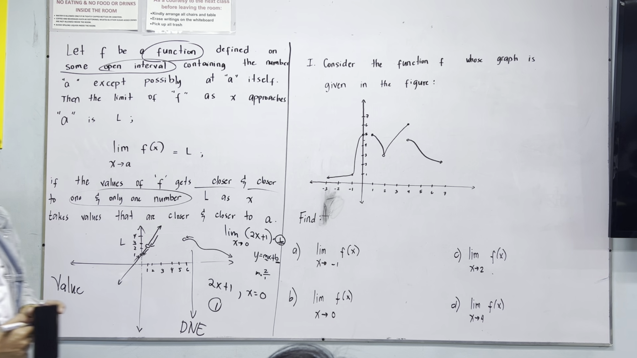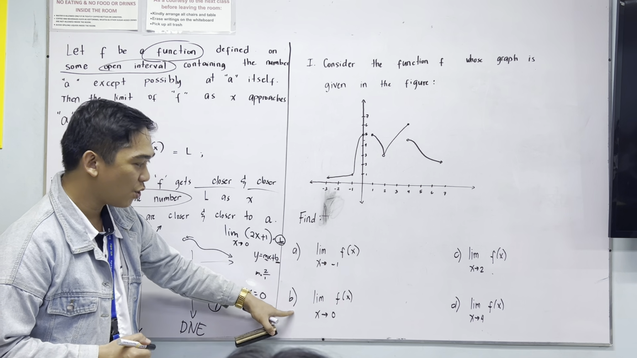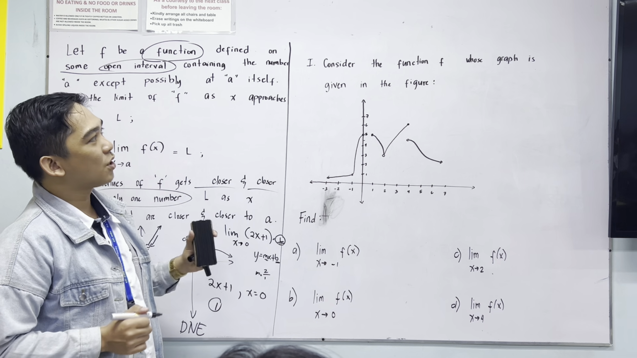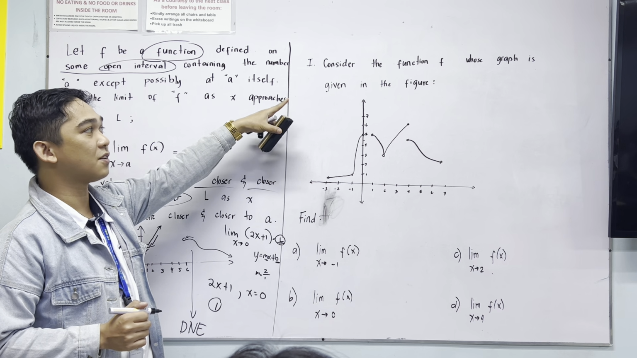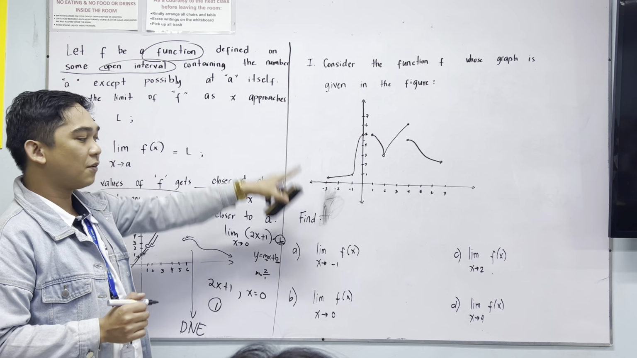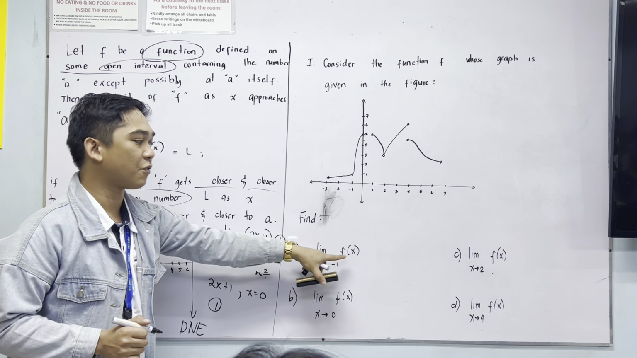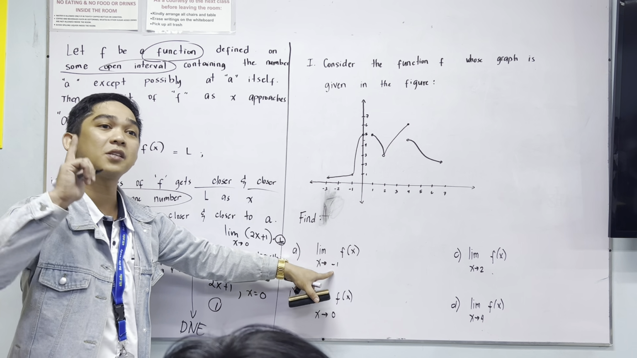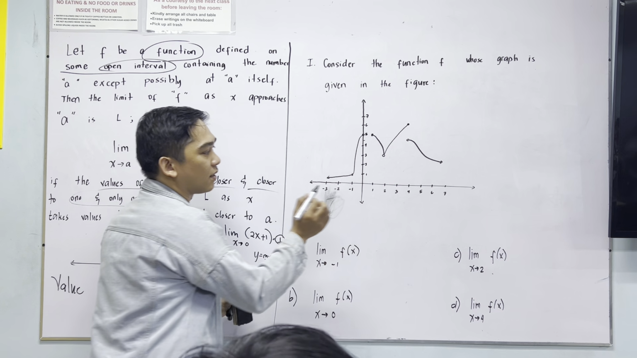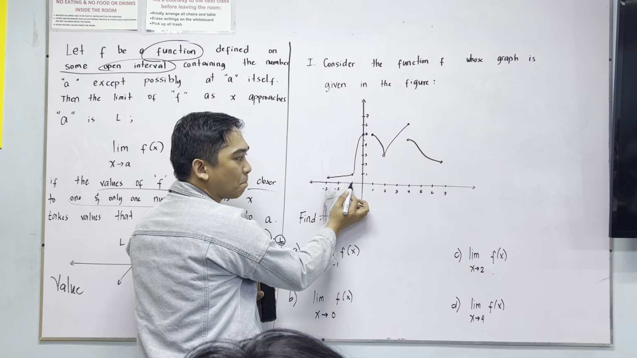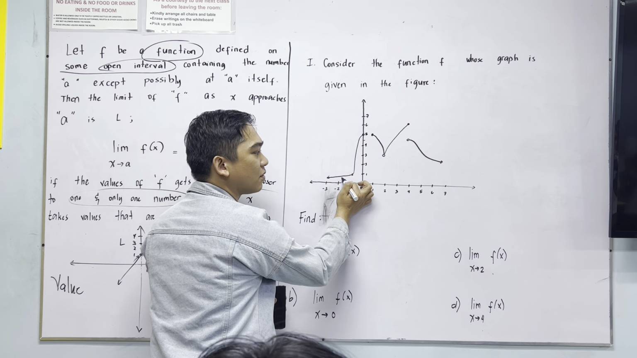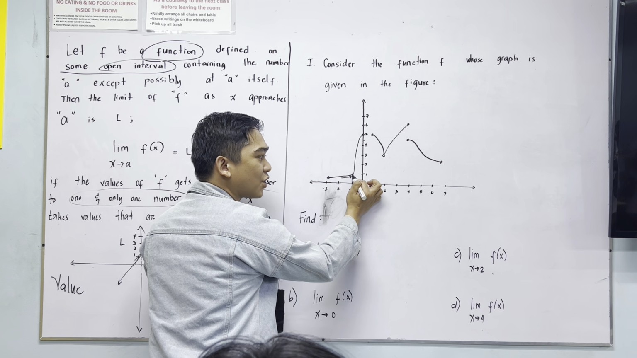Let us try number 1 and 2 using this graph. Consider the function f whose graph is given in the figure. So this is the figure. Let us find the limit of f of x as x approaches negative 1. So first step, locate negative 1. So dito yung negative 1. Now, check the graph. So, coming from the left, smaller value, going to 1. Meron, no? Andito siya, shaded.